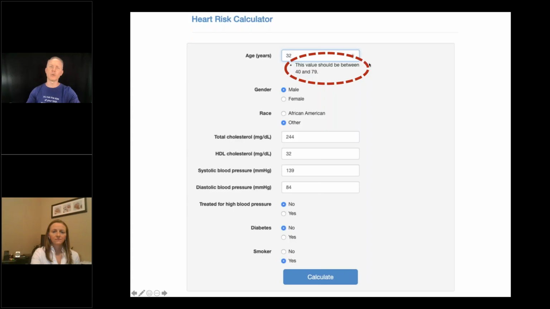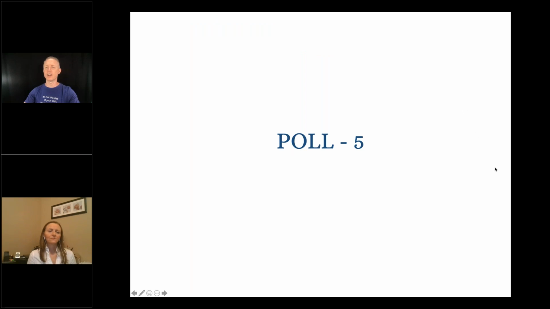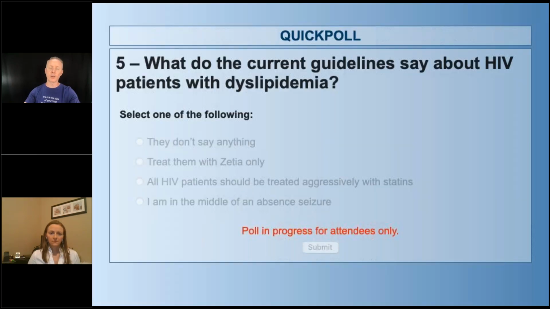So these are tools where you risk stratify people. You need to know the context of their evidence to know how to appropriately apply them. That doesn't mean you can't ever use it. You just need to know that the data, if you're a purist, falls into that group. So what do the current guidelines say about HIV patients with dyslipidemia? They don't say anything. Treat them with Zetia.